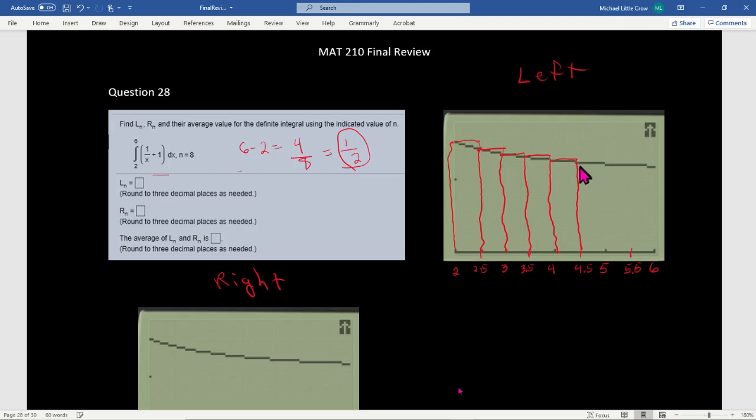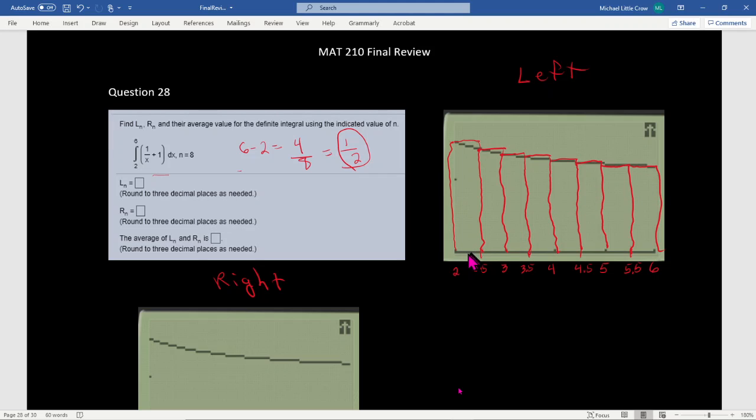Down 4.5, we start at the function and go over to 5, and notice it looks like it's going to be a very good estimate. We go from here to there, and then we go from here to 6. You notice we have 1, 2, 3, 4, 5, 6, 7, 8.